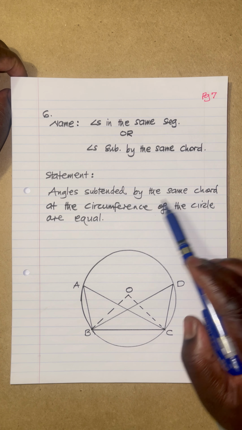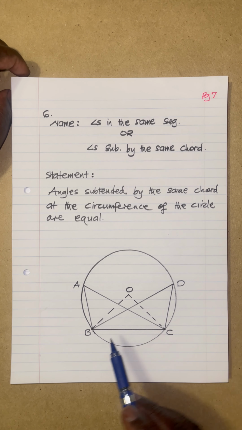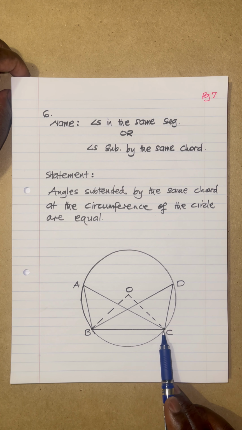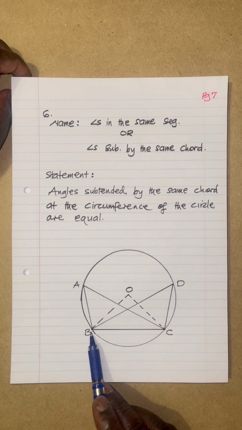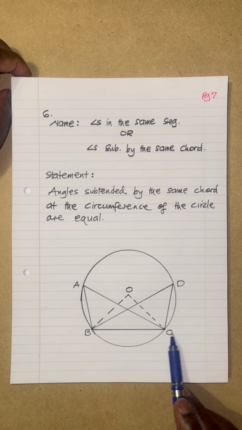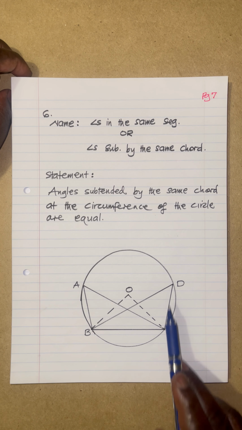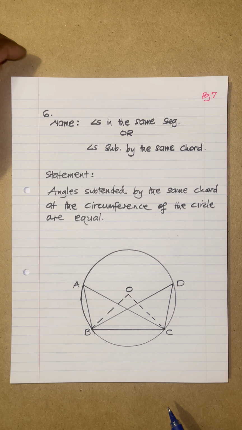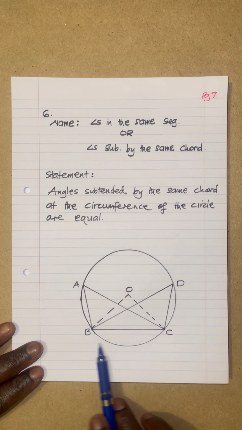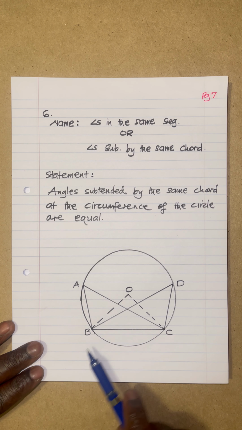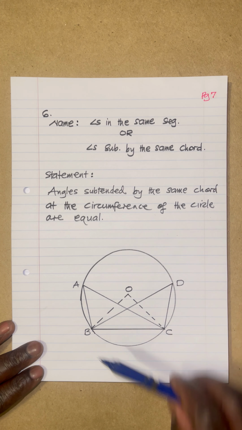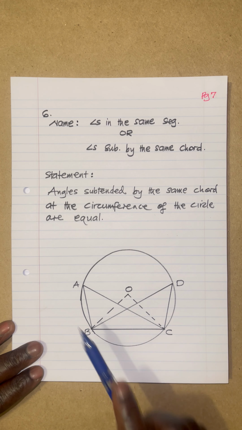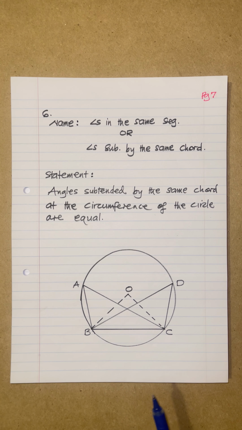Angles subtended by the same chord, you can say angles subtended by the same chord BC in our construction here, or arc BC, at the circumference of a circle are equal. Basically, we're talking about the opposite segment. We have two segments here, the minor segment down here, and the major segment, the top one there. And these angles must be at the circumference. Otherwise, the two angles will not be equal.